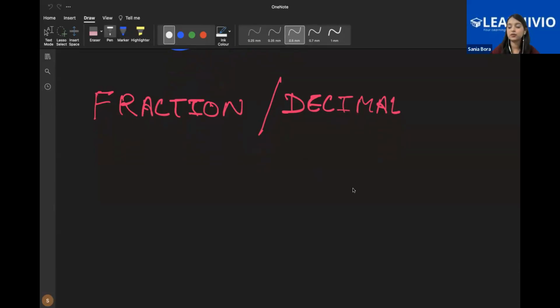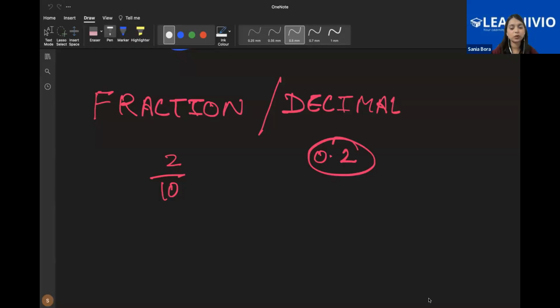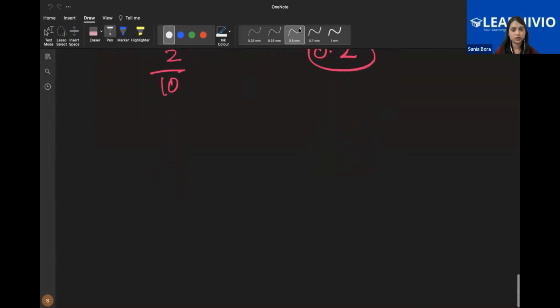Okay, yes. So basically, let's take an example, like 2 by 10, right? That's a fraction. And if you convert it into decimal, it would be 0.2. So that you get to know what is fraction and what is decimal, right? Now the first concept that we are going to study is the multiplication of fractions. Clear?